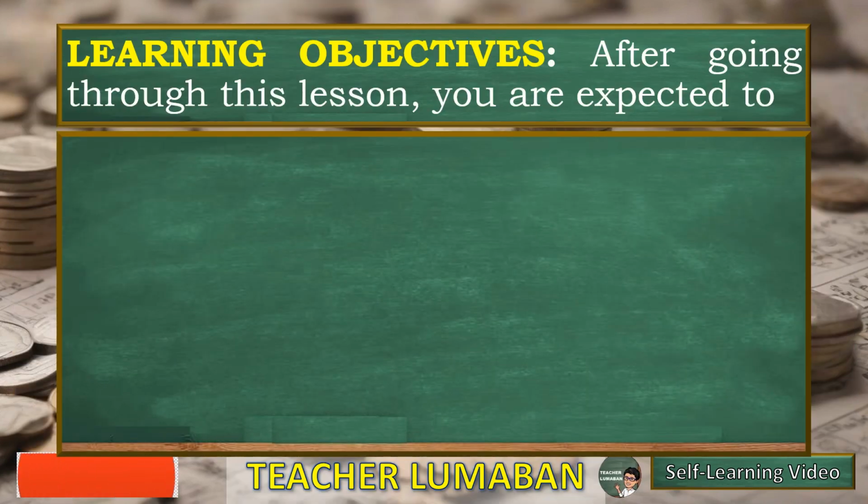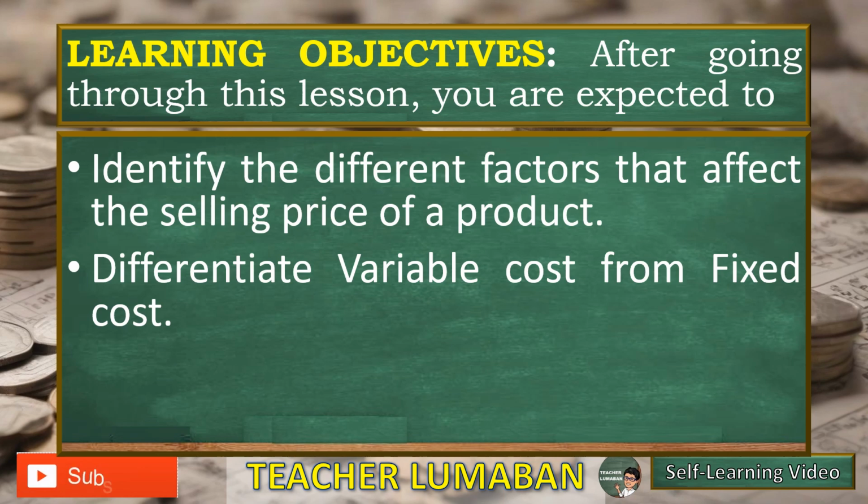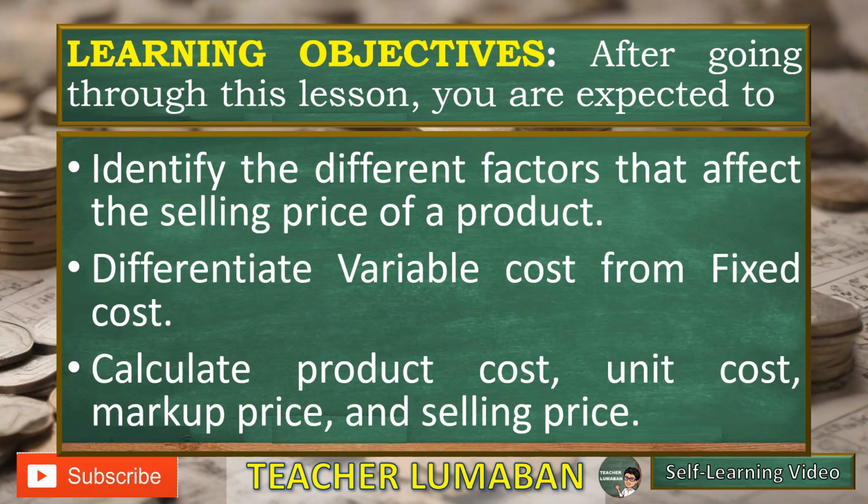Learning objectives. After going through this lesson, you are expected to identify the different factors that affect the selling price of a product. Differentiate variable cost from fixed cost. Calculate product cost, unit cost, markup price, and selling price.